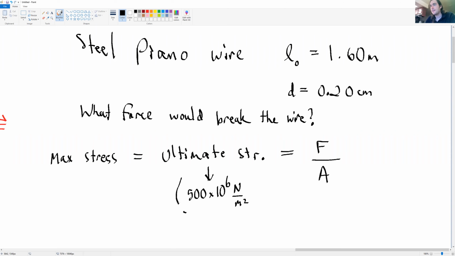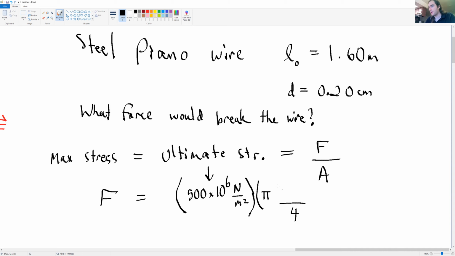And we can take this and multiply by the area to get the force. So the force is equal to the ultimate strength times the area. And the area is pi d squared over 4, or pi r squared, right? Area of a circle. The cross section of a wire is going to be a circle, right? We want to make sure we convert our units here.